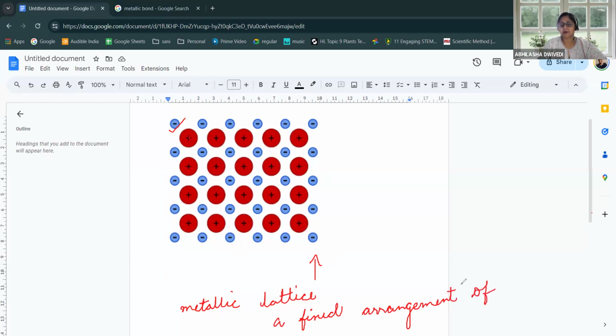So this is metallic lattice, and we see a fixed arrangement of cations. Now you can ask me how come it became a cation. The very interesting thing about metals is that when they are in a lattice, the organized structure I was talking about, there are the cation and the outermost electron. I think I should explain that. So here I was talking about this diagram, what you're looking at.